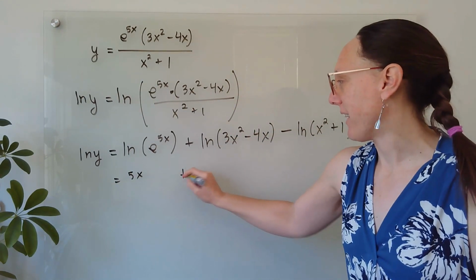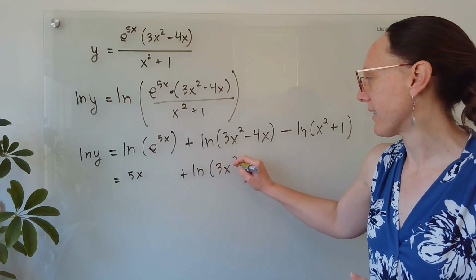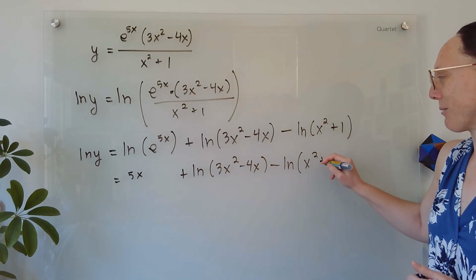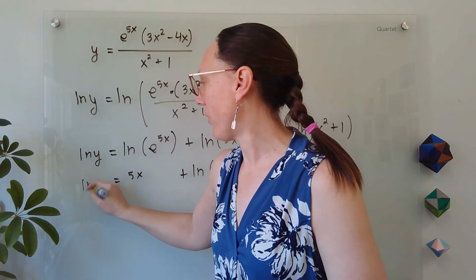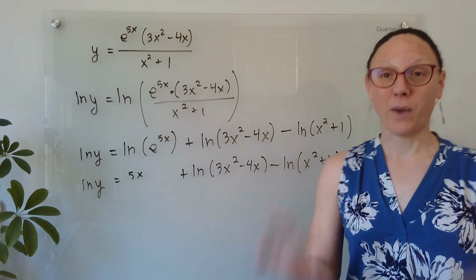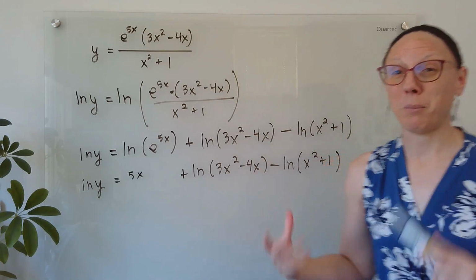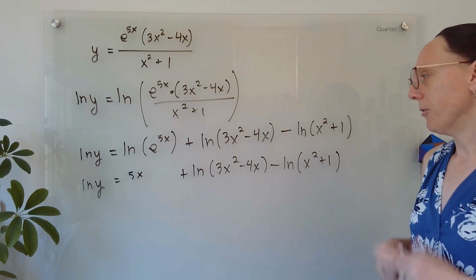So I've got 5x plus natural log of 3x squared minus 4x, minus the natural log of x squared plus 1, and that whole thing was equal to natural log of y. So I haven't actually taken a derivative yet. All I was doing was some algebra, but my next step is to take the derivative.